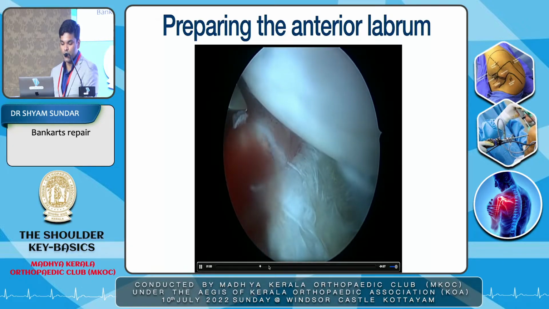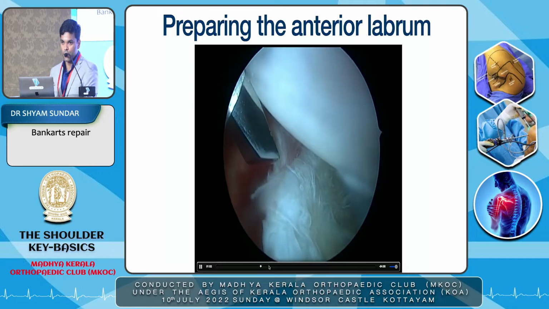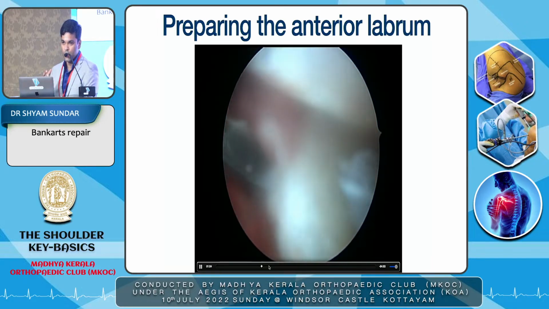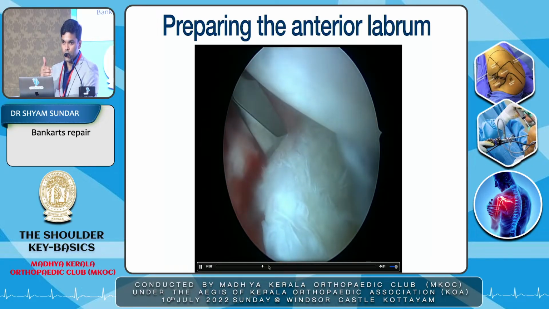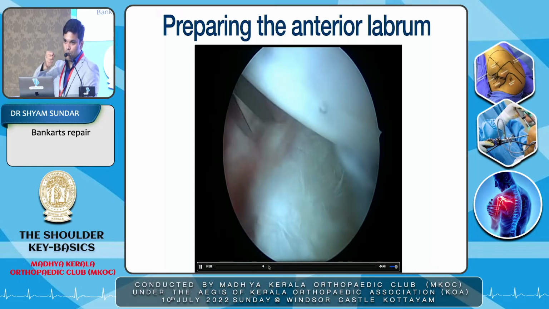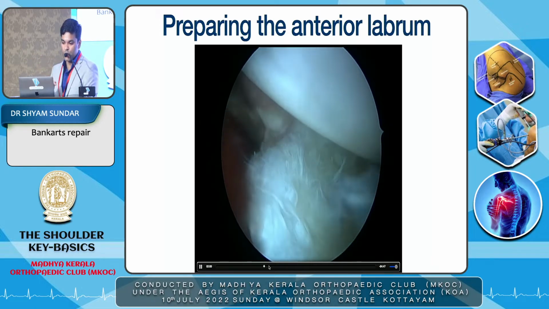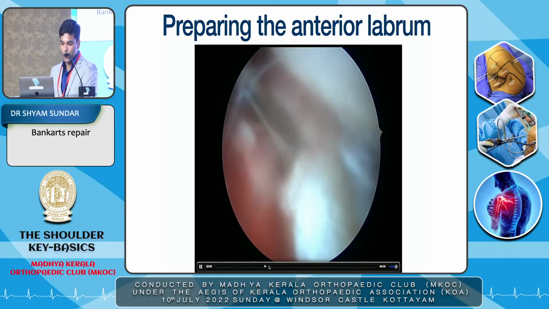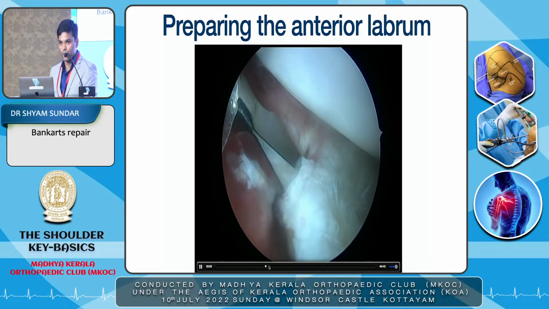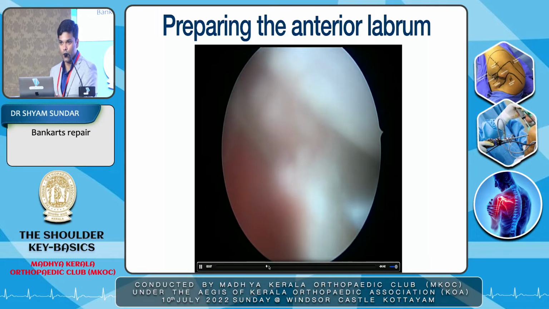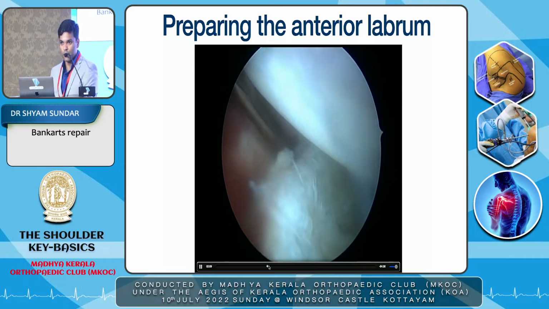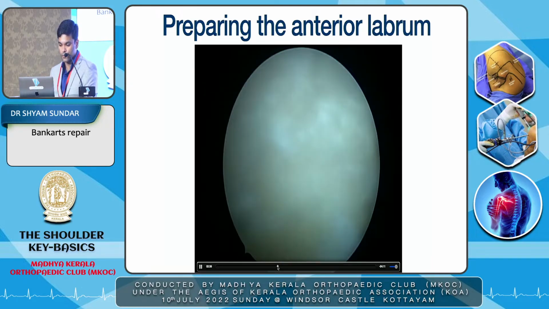This is mainly to facilitate inferior capsular shift, because in a Bankart lesion or instability, the anterior inferior glenohumeral ligament slips down. You have to bring it up and then fix it. So that is called inferior capsular shift. If you do a Bankart repair without an inferior capsular shift, then it's actually not a proper anatomical repair, and the chance of failure is quite high.